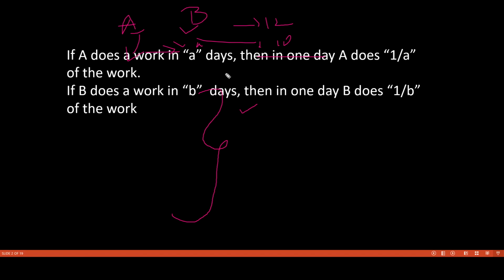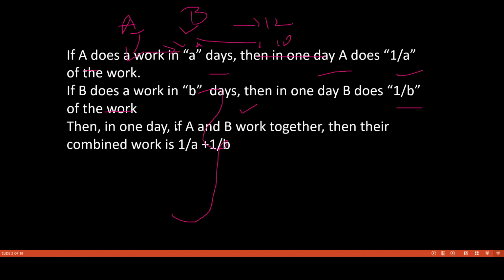If we apply the unitary method, if A does a work in A days, then in one day A does 1 by A of the work. Similarly, B does in one day 1 by B of the work. So if A and B work together, their combined work is 1 by A plus 1 by B. If we put this in a better format, then in one day A and B can do (A plus B) upon (A into B) of the work. So you can remember this formula.